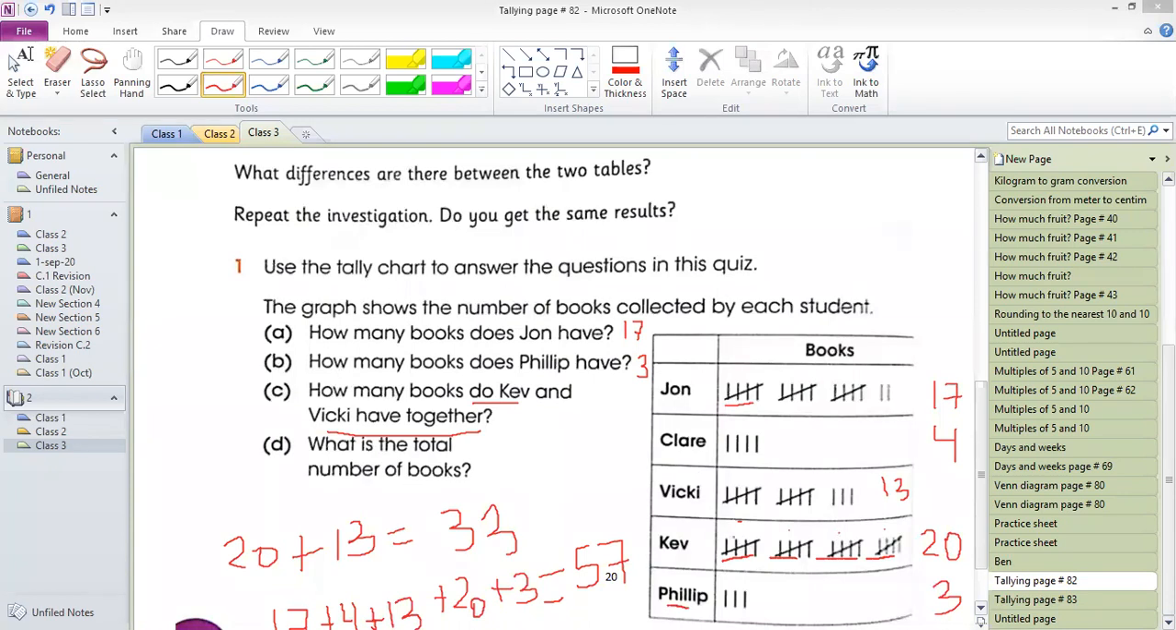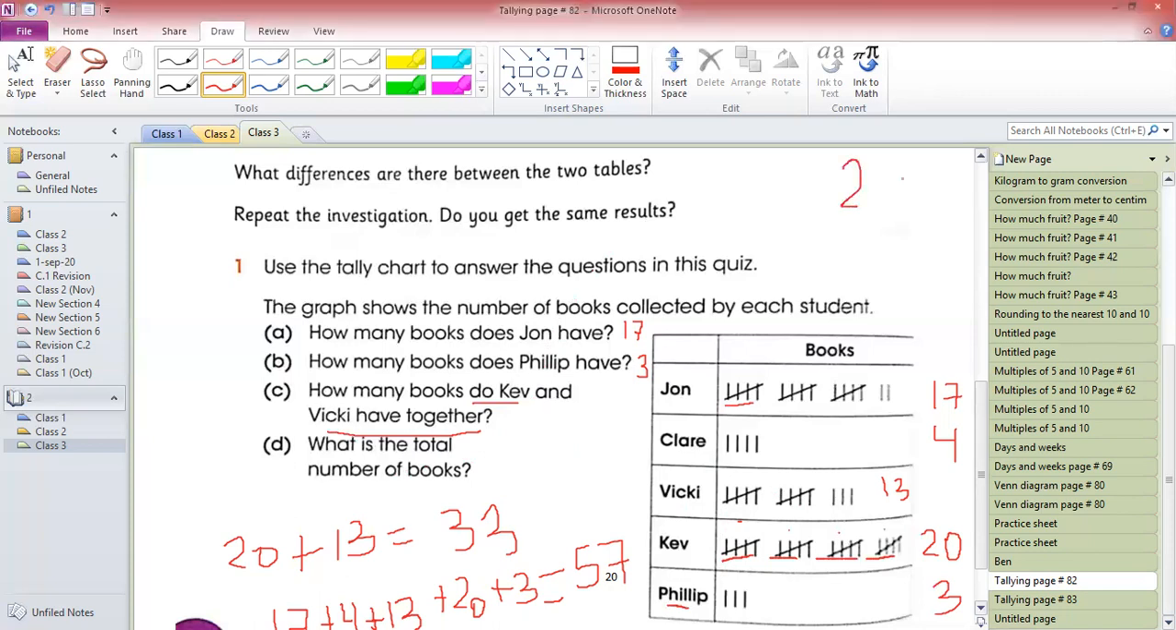Now, Cave has 20 books. Now you will check how many books Vicky has. This is 5, 5 plus 5, 10, and 10, 11, 12, 13. Vicky has a total of 13 books. So, Vicky has 13 books and Cave has 20 books. So, how many total books do they have together? For that, you will do addition. You will add 20 plus 13 because Cave has 20 books and Vicky has 13 books.